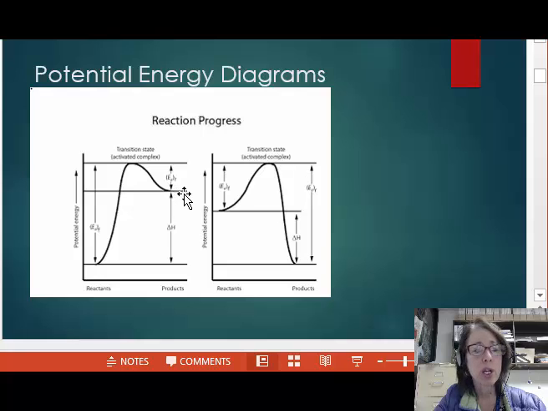Notice that the potential energy of the products is higher than that of the reactants, and this is an endothermic process. The difference between the potential energy of the reactants and that of the products is the enthalpy of the reaction. This little hump above the highest energy is the activation energy of the reverse reaction. The energy from the reactants up to the top of the hump is the activation energy for the forward reaction.